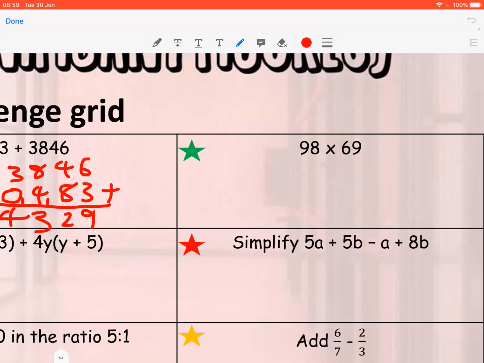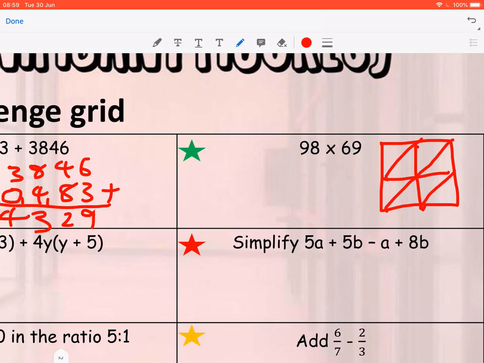98 times 69, okay, it's very straightforward. Again, use whatever way you're comfortable with using. Don't have to do a way that makes you uncomfortable or you don't like. Use a way, but you've got to make sure it's a way you're getting it right every single time. If you're getting them wrong, then it's probably worth trying a new method.